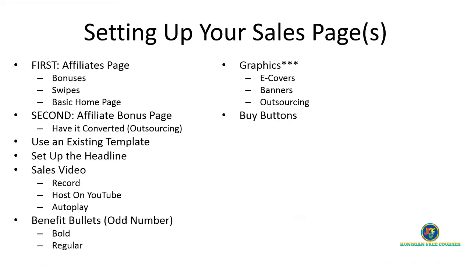Okay, your buy buttons. There are two ways to go with buy buttons. One of the things you want to be careful about is that when you're working with an affiliate network, they're going to give you buy buttons that you should use. And the reason that you want to use their buttons is because of the tracking and the affiliates. If you're launching in JVZoo or Warrior Plus, get their buttons. And here's the reason why.